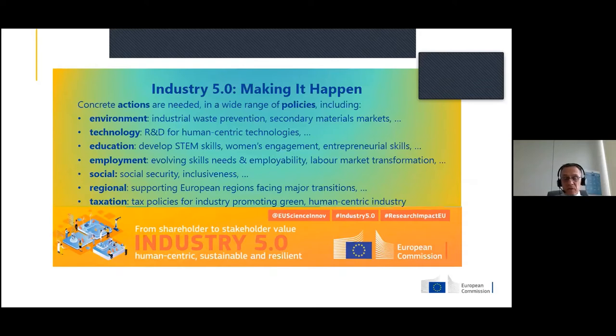How to make Industry 5.0 happen? There are a lot of things we have to do, but what I would like to particularly stress is that we have to have a comprehensive approach. We have to act in all sectors of policy. So in technology policy, we have to make research and development for human-centric technologies. We have to look into the interface between humans and technology, and then a number of other things. But there are so many other policy areas where we have to act. Environmental policy, education and training, this lifelong learning, also to have the inclusiveness there. We have to do something in employment policy, in social policy, and last but not least, of course, in taxation. So we have to find a tax system which promotes green and human-centric industry.